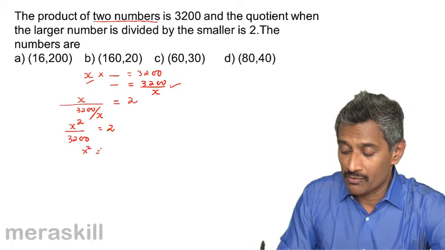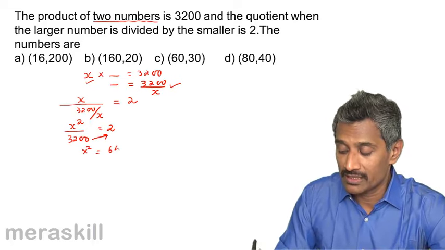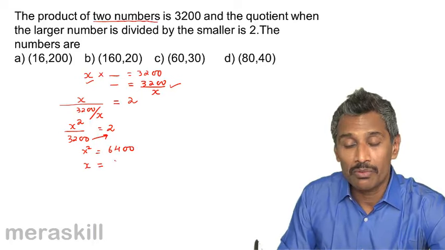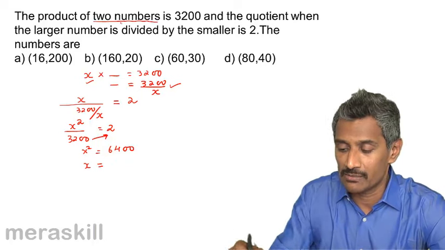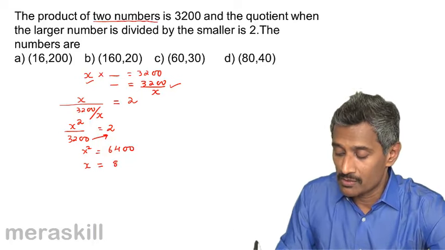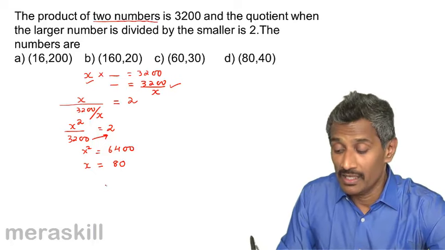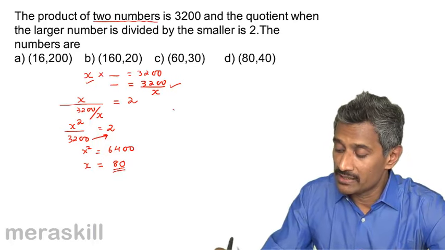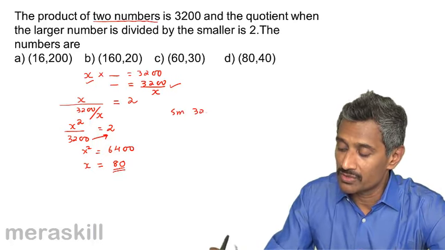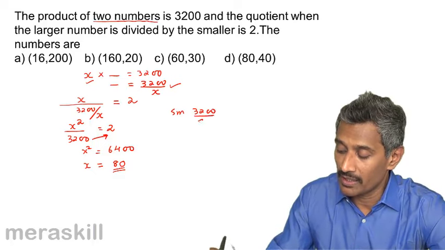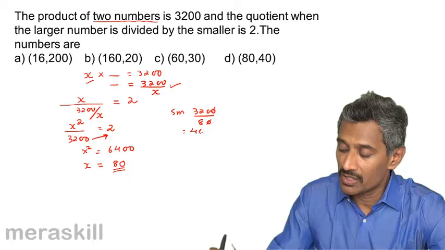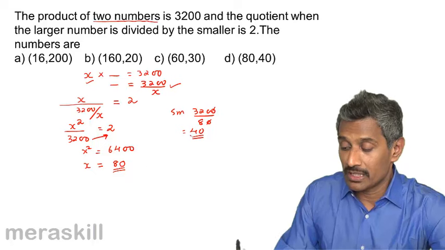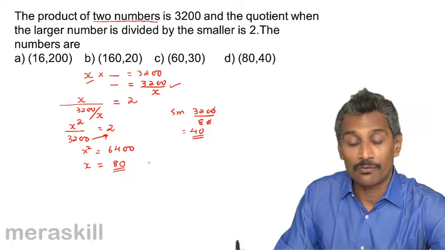So x square would be 2 into 3200, 6400. Taking square roots, we get x is equal to plus or minus 80, but we don't consider minus 80 because we're going to do only positive numbers. So x is equal to 80. The bigger number is going to be 80 and the smaller number is going to be 3200 upon 80, which is 40. So the numbers are 80 and 40. You can see the product of these two is 3200. Again, 80 divided by 40 is 2.